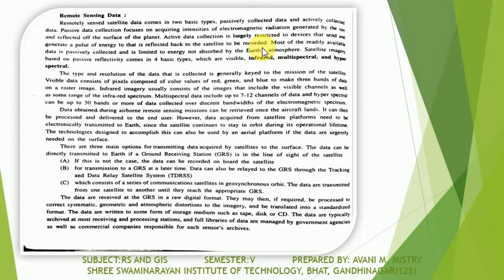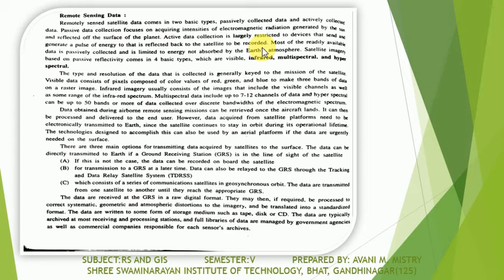Infrared imagery usually consists of the images that include the visible channels as well as some range of the infrared spectrum. Multispectral data includes up to 7 to 12 channels of data, and hyperspectral can be up to 50 bands or more of data collected over discrete bandwidths of the electromagnetic spectrum.